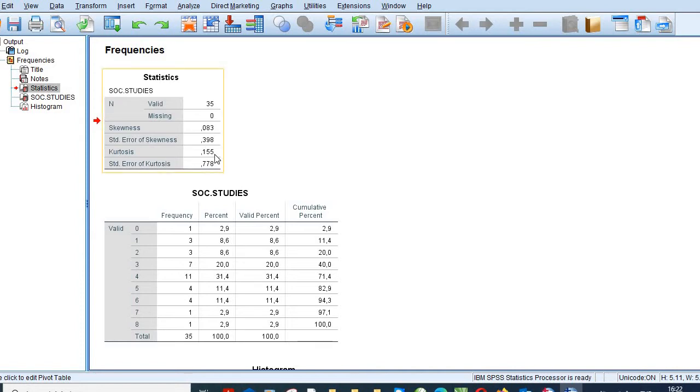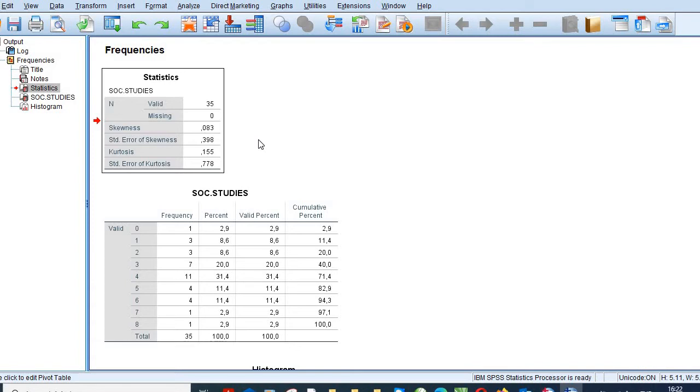And then for Kurtosis, we got 0.155, which should be divided by 0.778. And first of all, let us compute these two measures, Z for skewness and Z value for Kurtosis. This will enable us to find out the normality, or checking the normality.